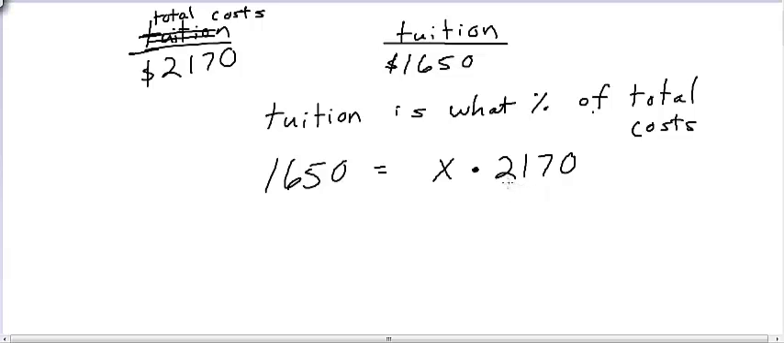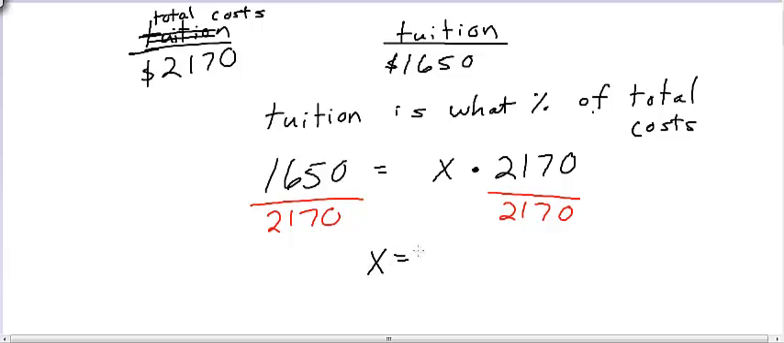So to solve for x, we need to isolate it, which means we need to get rid of the 2,170. And the simplest way is to divide each side by the number. Which means, and I'm going to reverse the sides here, x is equal to that fraction as a decimal, which comes out to be 0.76036.